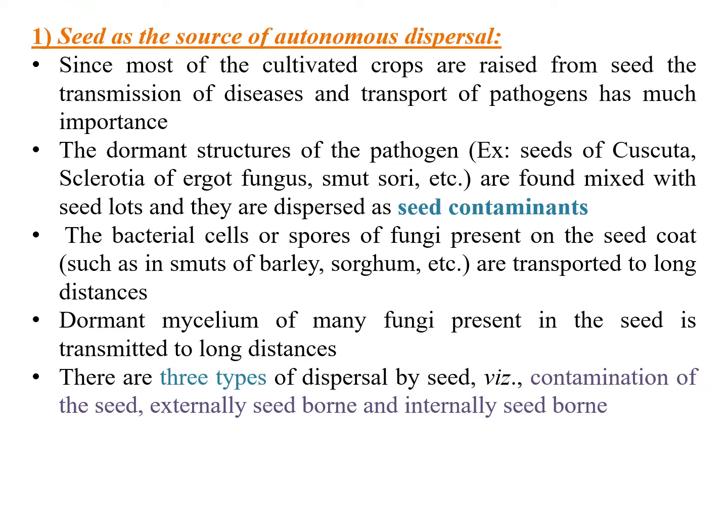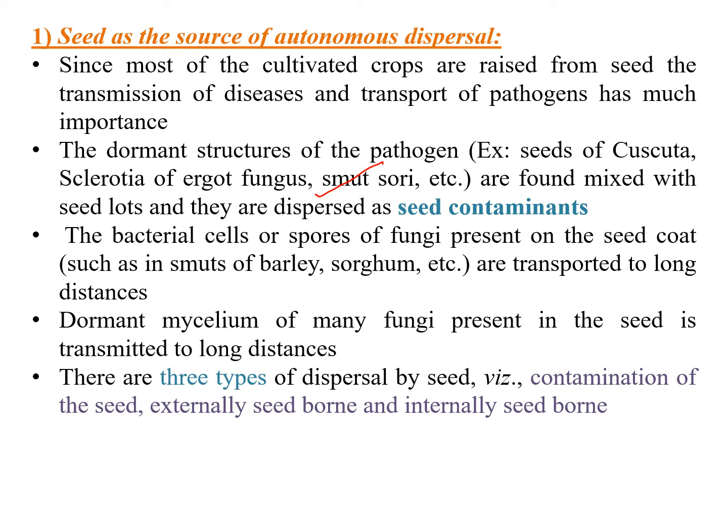Dormant structures of the pathogen, such as the seeds of Cuscuta, sclerotia of ergot fungus and smut sori, are generally found mixed with the seed lots, and they are dispersed as seed contaminants. That means they do not infect the seed, but they move with the seed as contaminants. Bacterial cells or spores of some fungi are present on the seed coat. They do not penetrate the seed, but they are transported to long distances through the seed. In some other cases, dormant mycelium present in the seed can be transmitted to long distances.